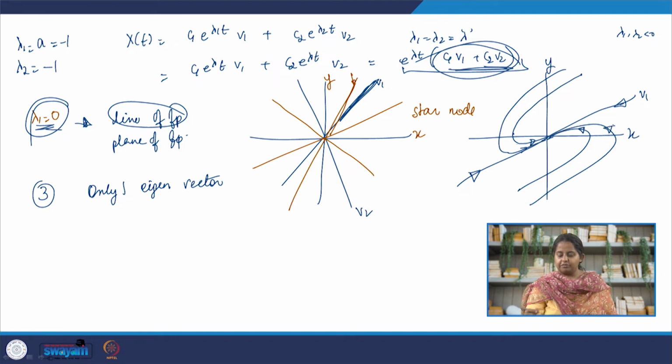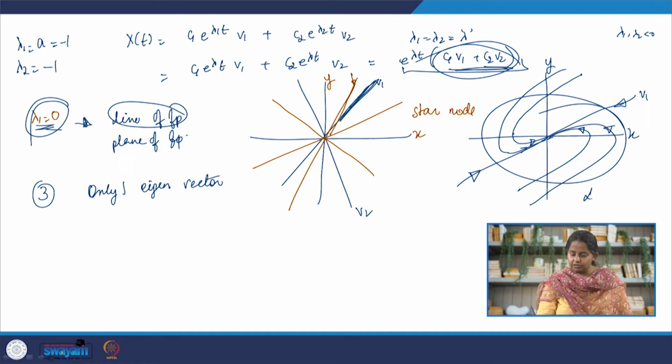Now this looks like a very confusing movement because near the fixed point we see a dramatic change. It's still continuous, it's still smooth, but there is a dramatic change in the direction of our trajectories. Such a node is known as a degenerate node.